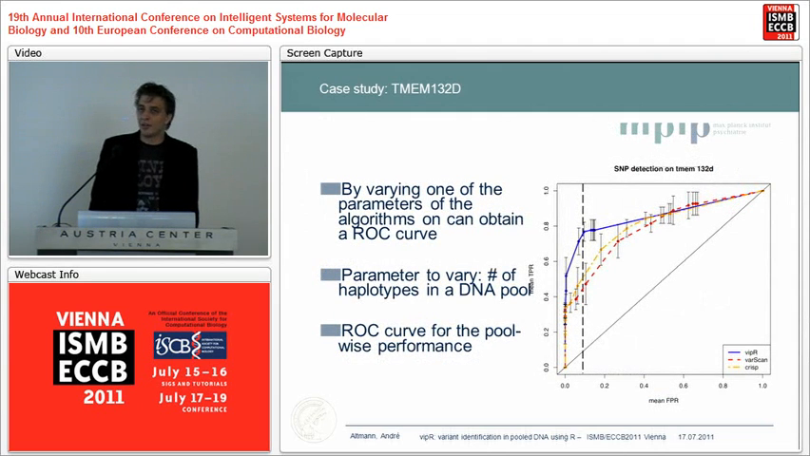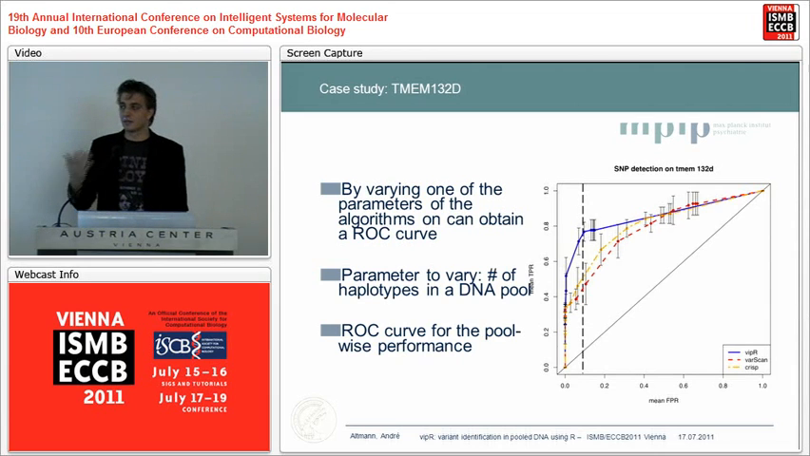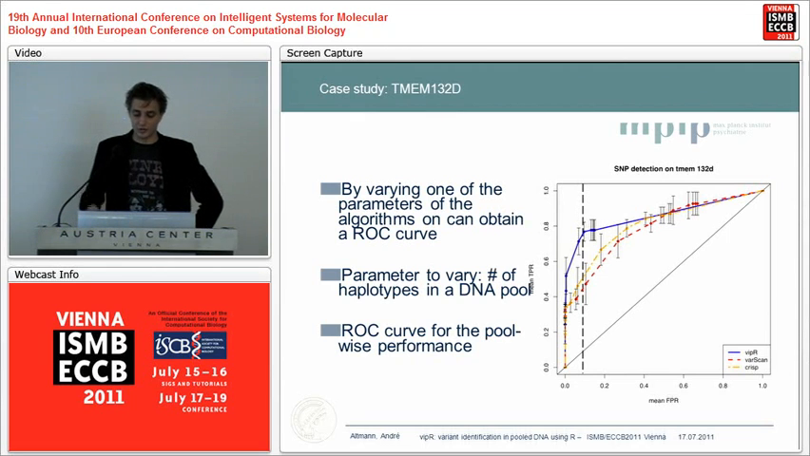By varying one of the input parameters of the methods, the number of haplotype alleles you have in your pool, you can run the same computations over and over again, and you get different sensitivity and specificity values for each of the settings, and basically you can end up drawing a ROC curve. What you see here is that across all the parameters we tried, vipR, the blue line, is above the other two techniques. So it doesn't really matter which setting you put for the number of haplotypes, vipR produces better results.